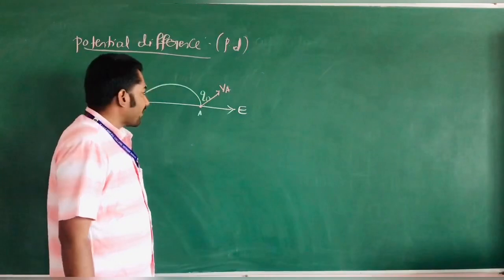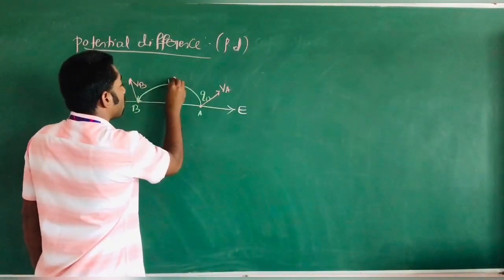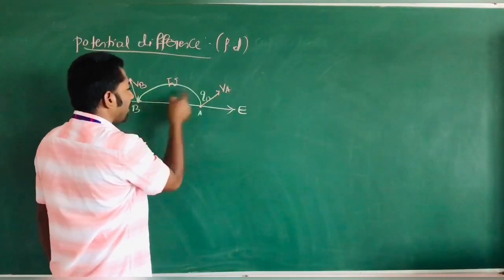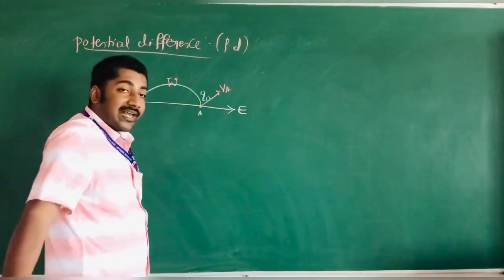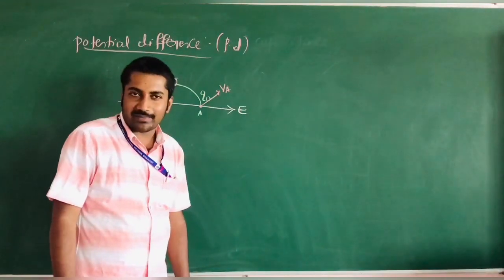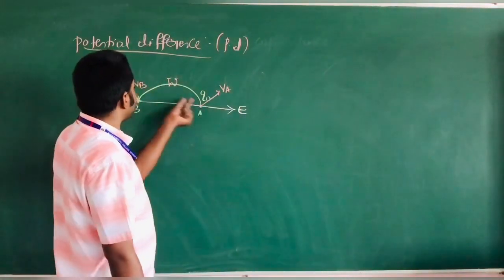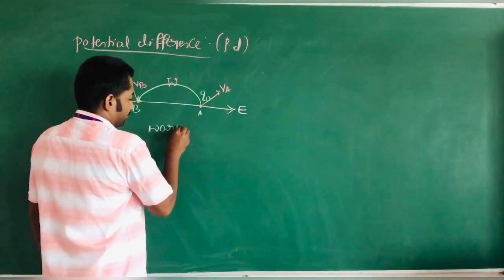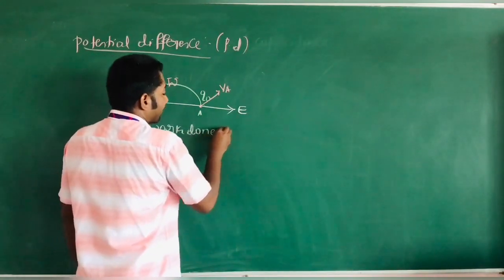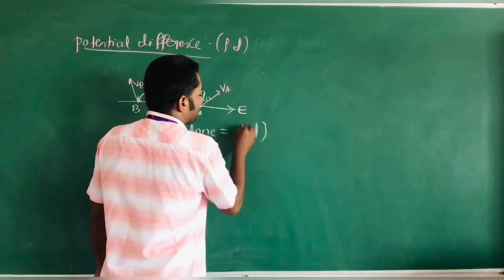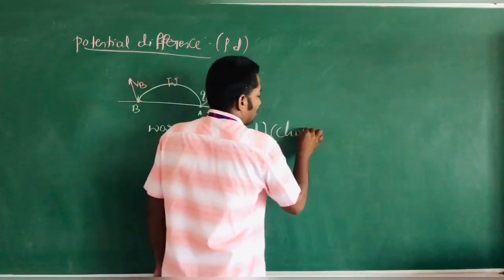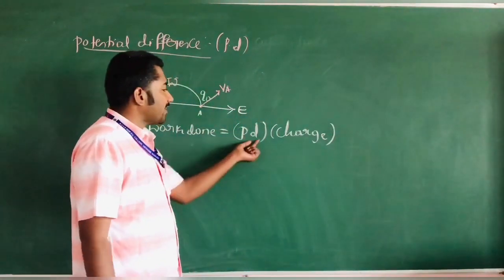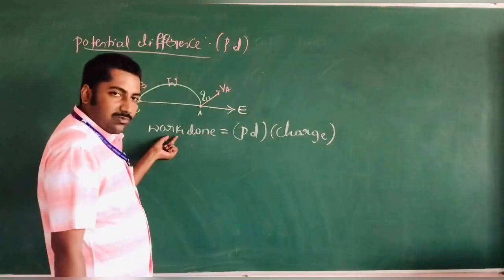Now consider that W is the work done in bringing a unit positive charge from point A to B. VA and VB are the electric potentials at points A and B. Therefore, the work done is equal to the potential difference times the charge. The product of potential difference and charge is the work done.